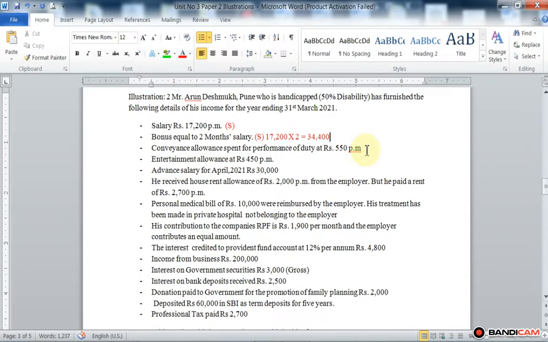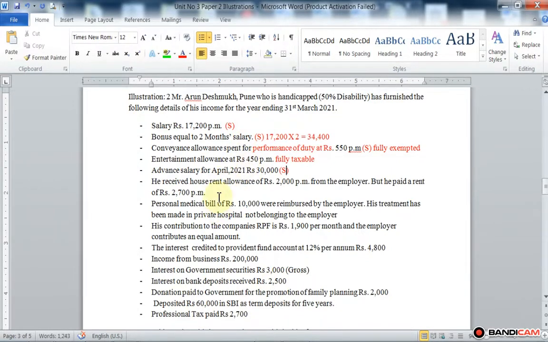Conveyance allowance spent for performance of duty at rupees 550 per month. Conveyance allowance is also included in salary, but since it is spent for the performance of his duty, it is fully exempted. Entertainment allowance is fully taxable. We know the entertainment allowance is allowed for deduction only for government employees under section 16 subsection 2. Advance salary is also income from salary.